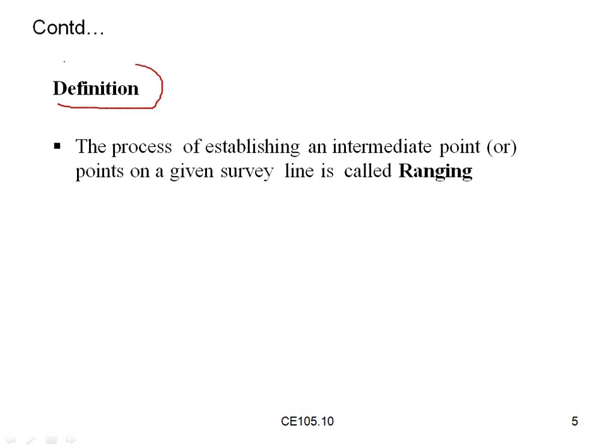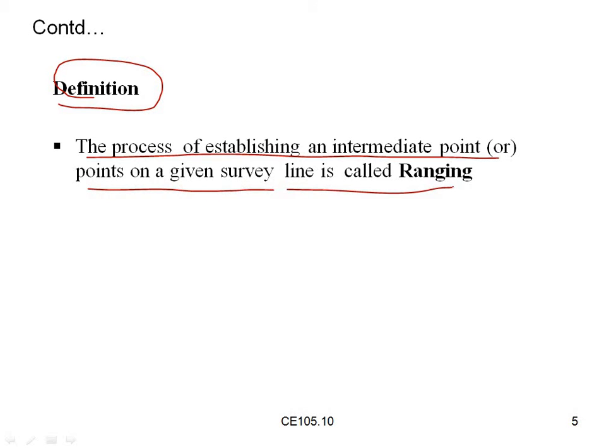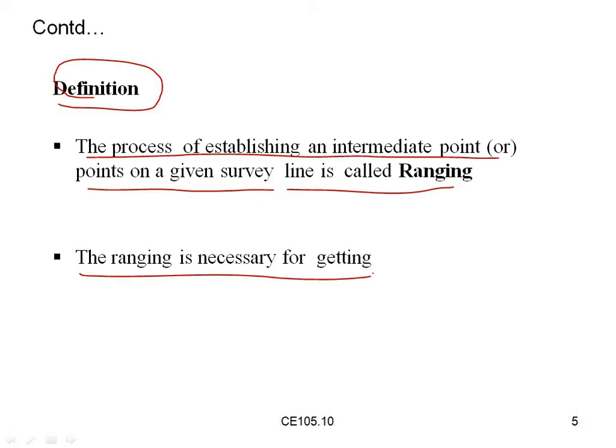So what is the definition of ranging? The process of establishing an intermediate point or points on a given survey line is called ranging. So this is the definition. Ranging is necessary for getting a straight, correct length. That's why we use ranging rods to get a straight line.